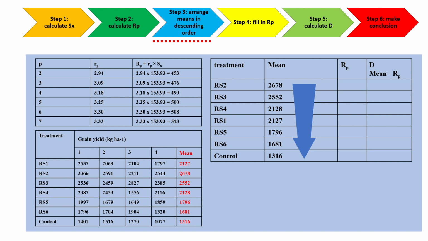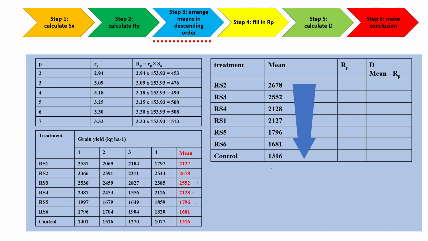So RS2 has the largest number, so it will go first, 2,678, followed by RS3, 2,552, followed by RS4, 2,128, RS1, 2,127, RS5, 1,796, RS6, 1,681, and control, 1,316, from the largest to the smallest in descending order. And now we go to the next step.